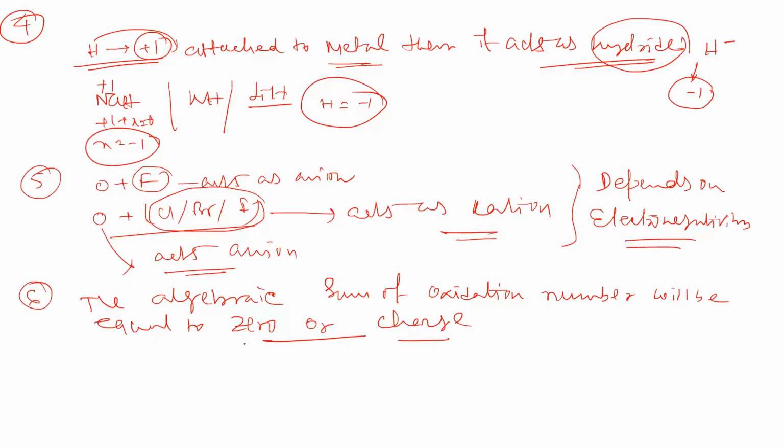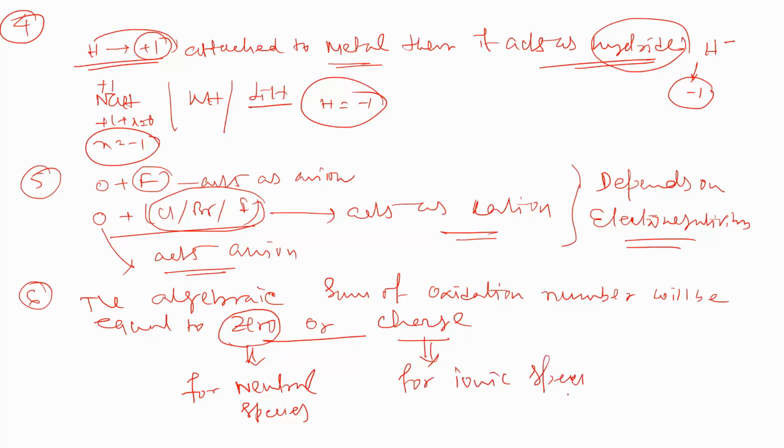So 0 is for a neutral element or neutral species, and the charge is for any ionic species, whether cationic or anionic. Let's start with one example: CO3 2 minus.